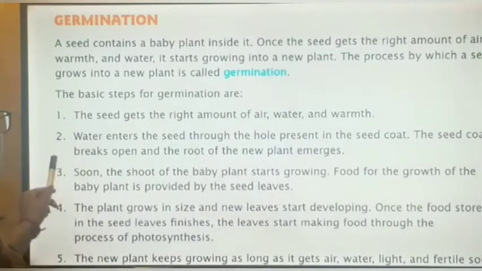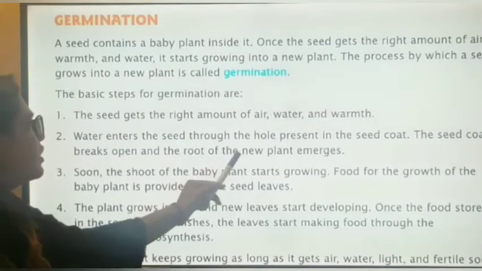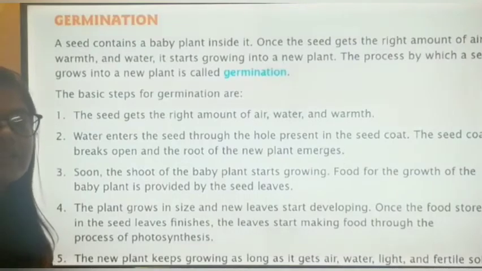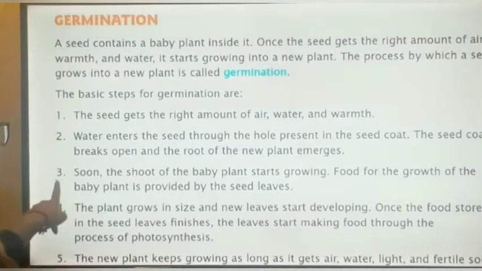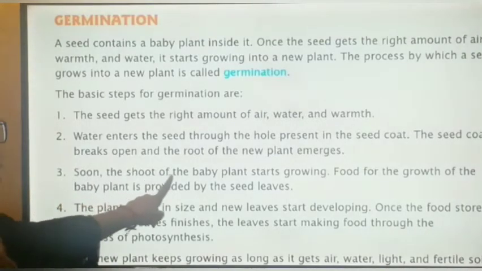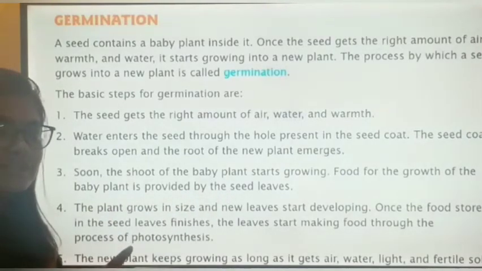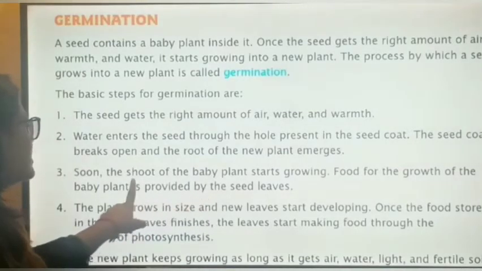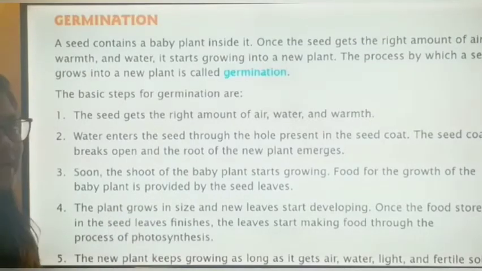The seed coat breaks open and the root of the new plant emerges. As the water enters the seed, the first thing which starts growing is the roots. Then soon the shoot of the baby plant starts growing. First the root will start emerging. Then the second organ is the stem, which will start coming. Shoot is the stem. The stem will start coming out.